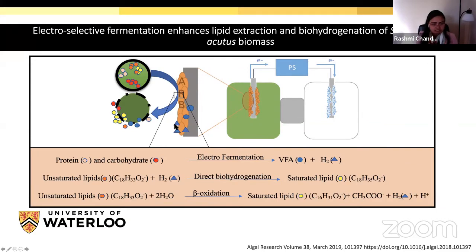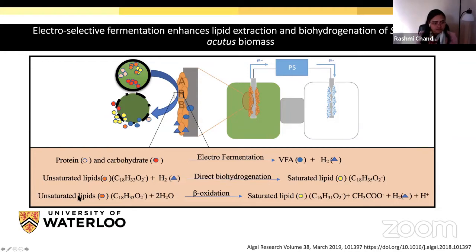So what we are projecting here is that if in this anodic chamber there are protein and carbohydrate and we do the electrofermentation, it will result in VFA and hydrogen. The unsaturated fatty acids present in the algal cells will react with the hydrogen produced by the fermentation, and this hydrogen will result in direct biohydrogenation. During direct biohydrogenation, all the unsaturated lipids convert to saturated lipids. So all the lipids present there are converted to our desirable lipids, which we can use for biodiesel.